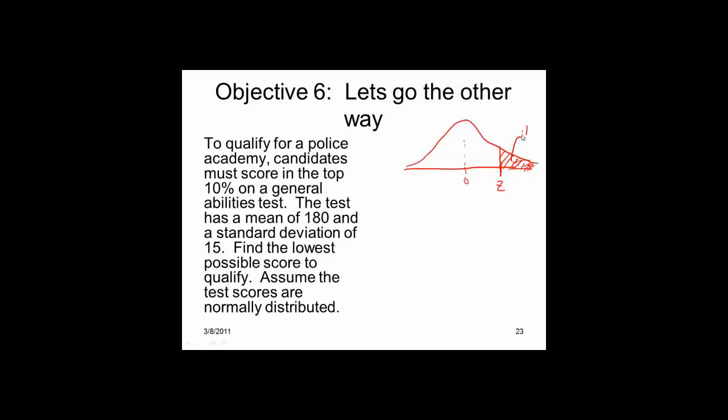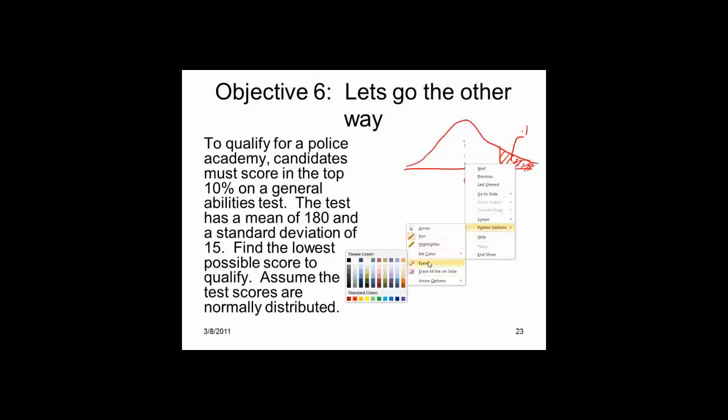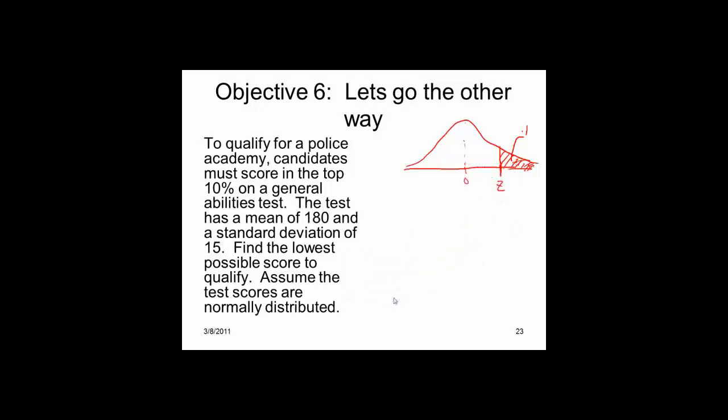Well, if this upper area in red is 0.1, and knowing that the table gives me the lower tail areas, then that means that this blue area must be how much? 0.9. So what I need to do now is to go find an area of 0.9, and I'm going to tell you right now, there is no area of exactly 0.9, but you're going to have to find an area that is as close as possible to 0.9.